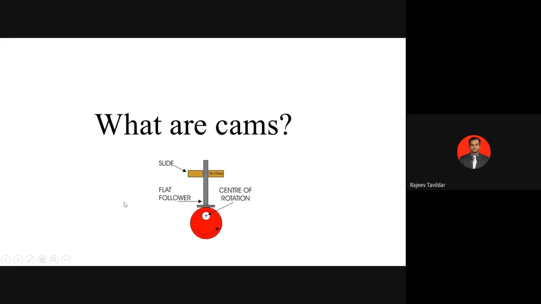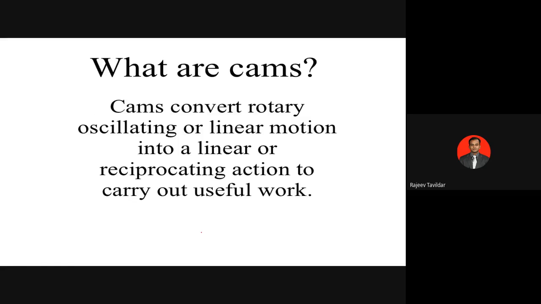As you can see in the animation here, a cam is nothing but an element performing reciprocating motion due to the rotary motion of other elements. So basically it is converting rotary into reciprocatory motion, and in some cases it need not be strictly reciprocatory, it can be oscillatory motion also. Okay, so you can see the definition here.